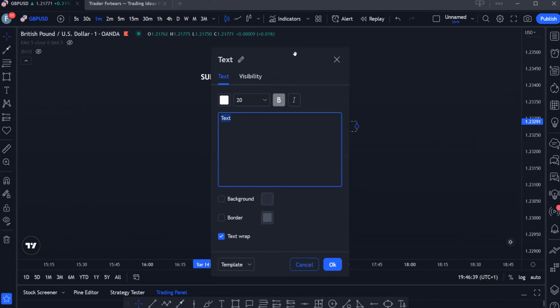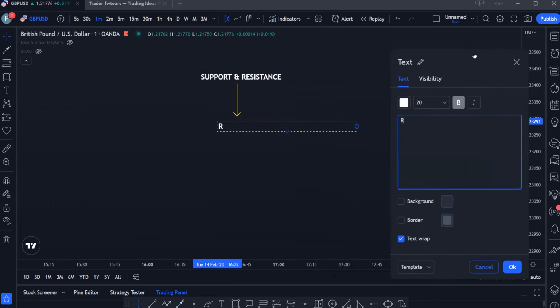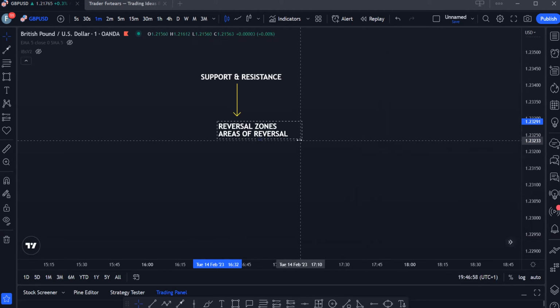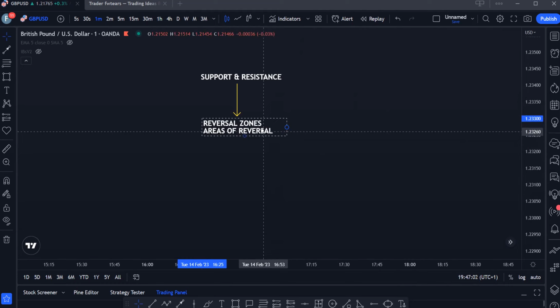reversal zones in the market. Okay. I want you to think about reversal zones, or you can say areas of reversal. Okay, or reversal areas, whichever one you're sure of. Okay, reversal zones in the market. Okay, support and resistance are zones in the market where price changed direction, where we see reversal.